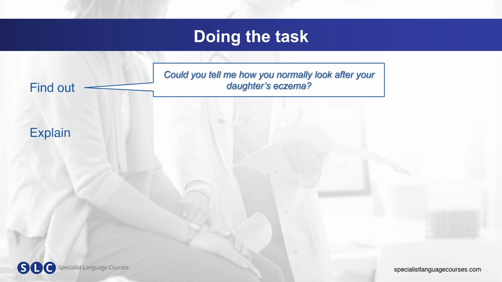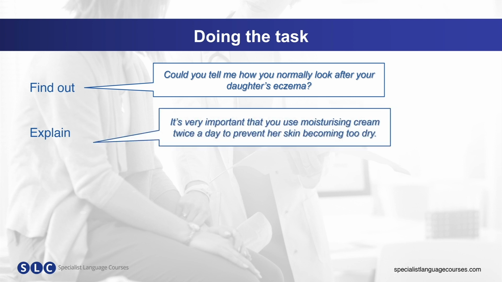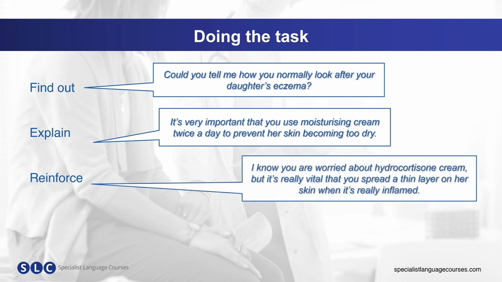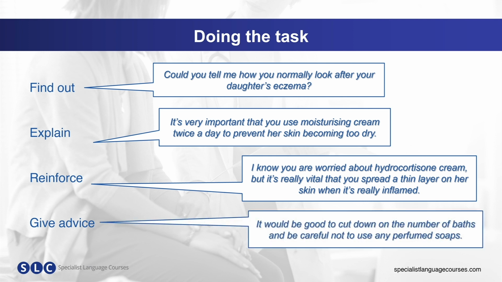The second function verb, explain, expects you to clarify what the mother should do and why. The verb reinforce expects that you will stress what is important. Sometimes it's something that the patient or carer does not want to do. For example, here, the role card said that the mother is anxious about the use of steroid creams and refuses to use them. And finally, give advice would be your care instructions, such as, "It would be a good idea if you could." "You should." "I recommend." Check the strength of the verb as well.